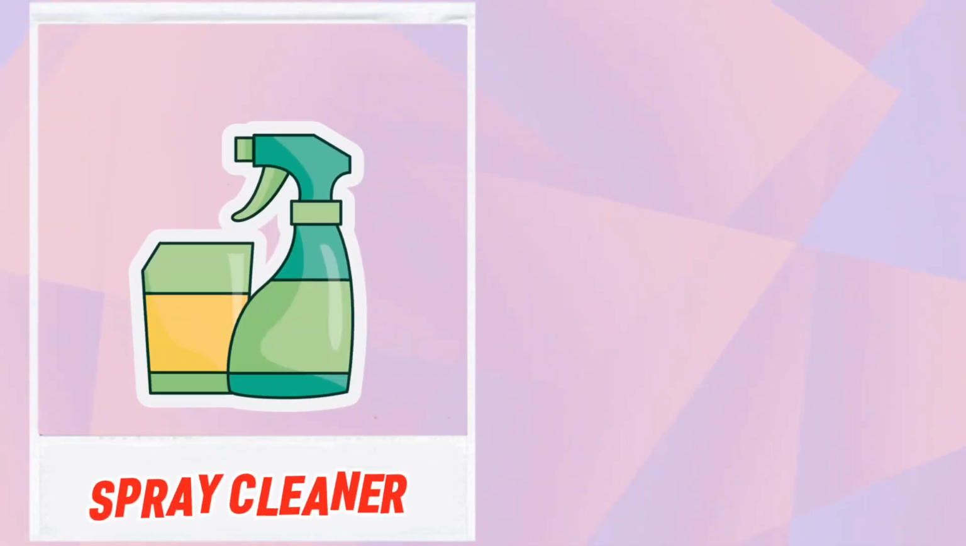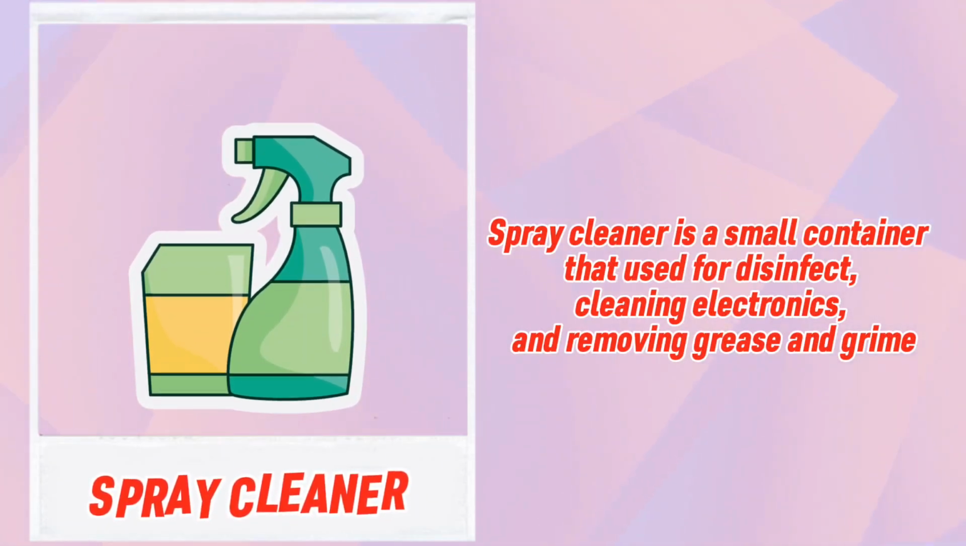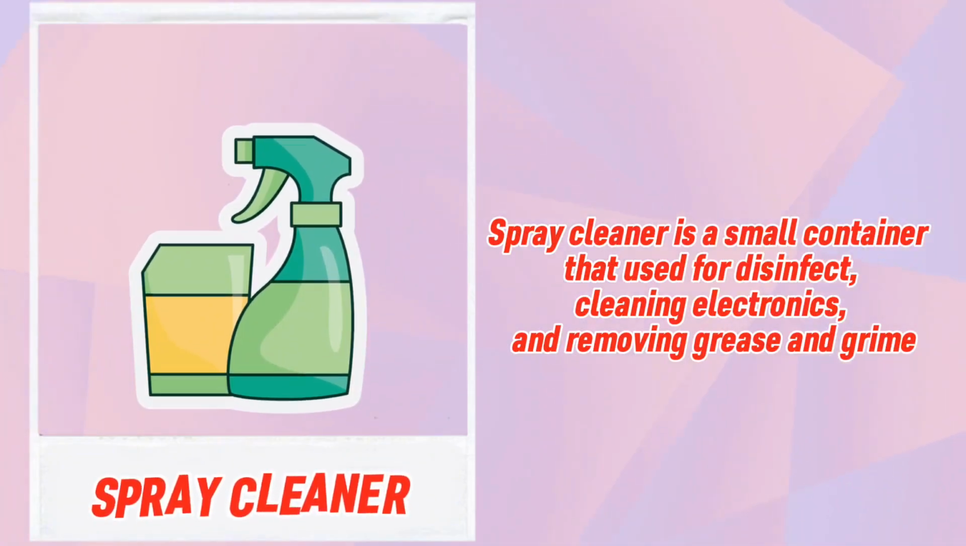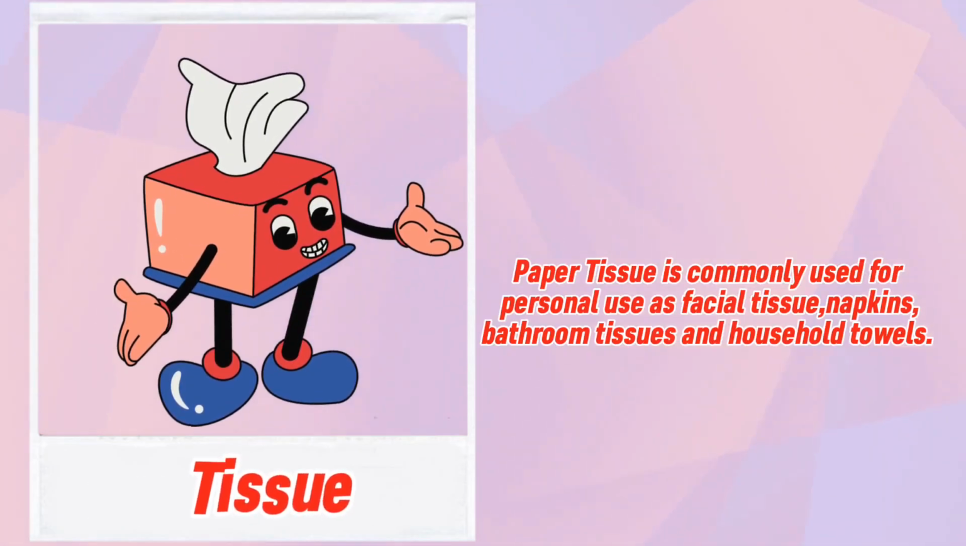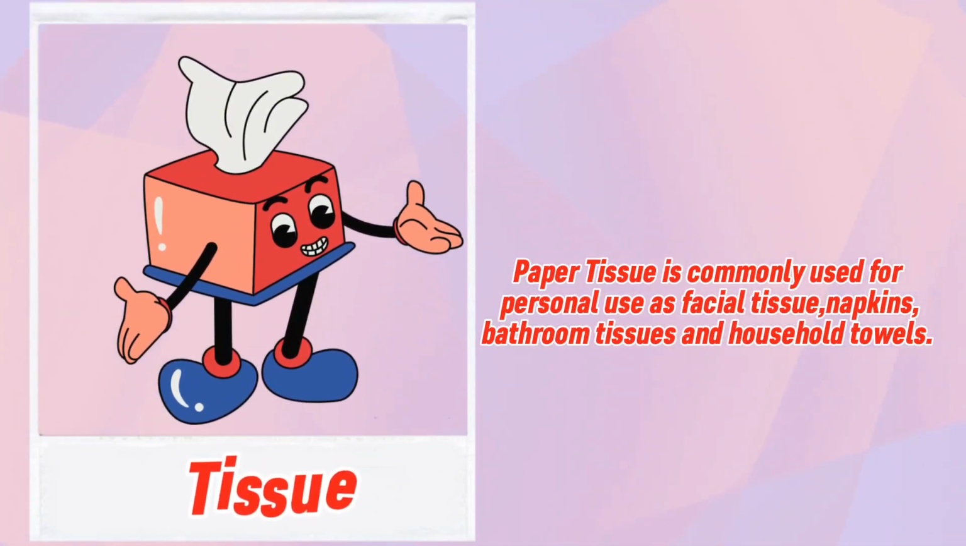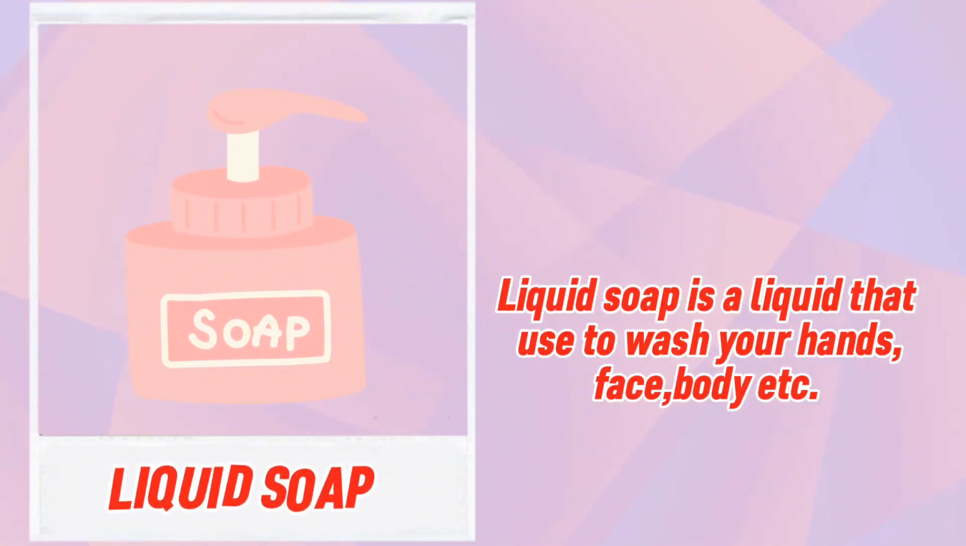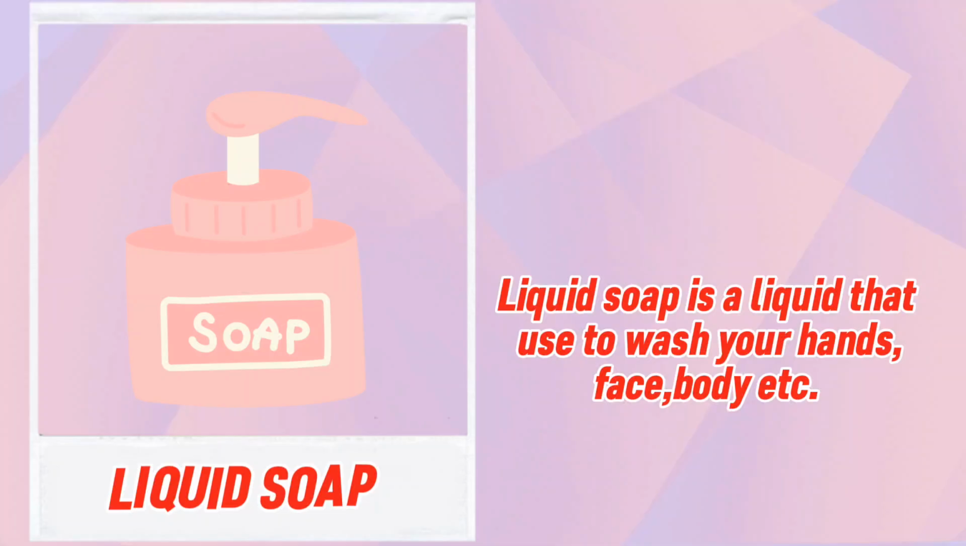Spray cleaner. Spray cleaner is a small container that is used for disinfecting, cleaning electronics, and removing grease and grime. Tissue. Paper tissue is commonly used for personal use as facial tissue, napkins, bathroom tissues, and household towels.